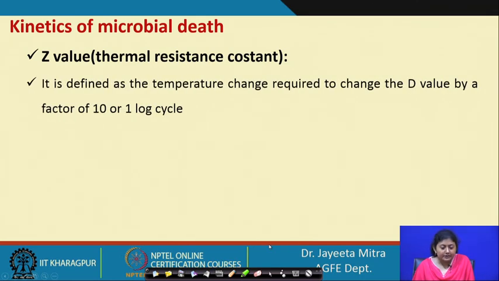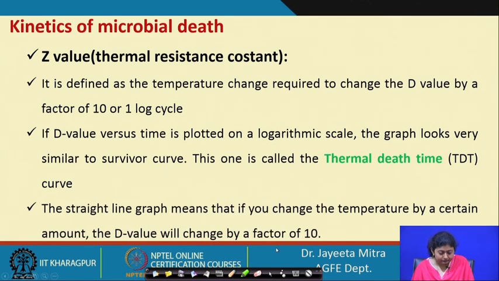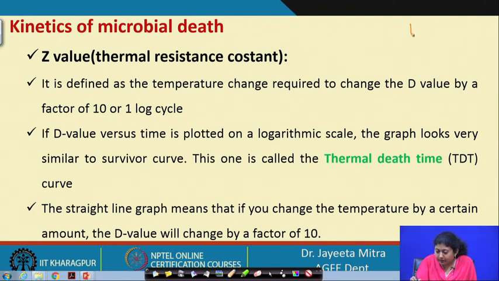Next is the Z value, which is the thermal resistance constant. It is defined as the temperature change required to change the D value by a factor of 10 or 1 log cycle. D value versus time, if it is plotted in a logarithmic scale, the graph looks very similar to the survivor curve, and this one is called the thermal death time plot. The straight line on the graph means that if you change the temperature by a certain amount, the D value will change by a factor of 10.